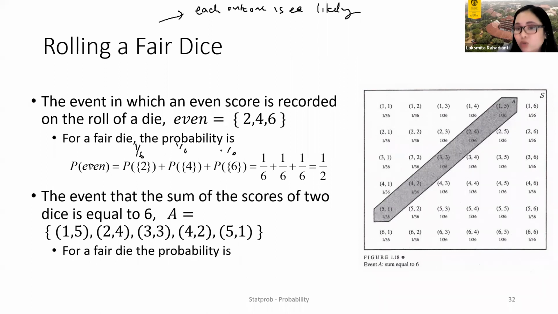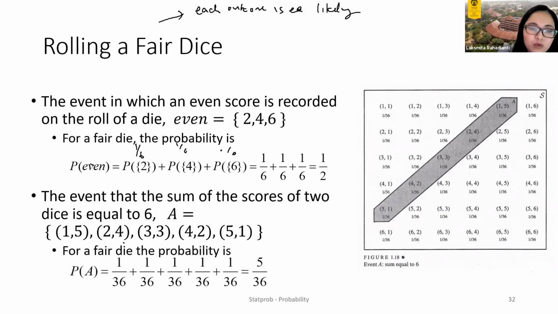If I consider 2 dice, then the event of the sum of scores of the 2 dice equal to 6, aka the event is (1,5), (2,4), because the sum of this is 6. Then for fair dice, the probability of this event is 1/36, this event is 1/36, and it will equal 5/36, because obviously for a combination of 2 dice, we have a total sample space of 36.